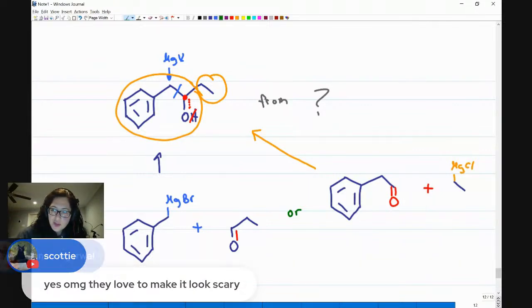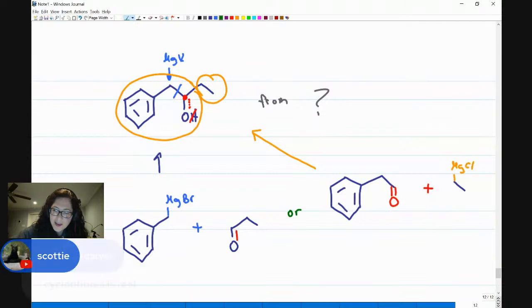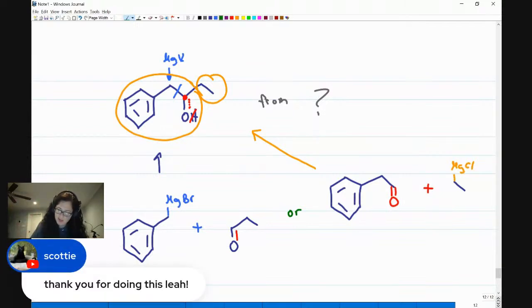Okay, so retrosynthesis, cyclophobia, yeses to synthesis. Awesome. All right, let's do some synthesis.